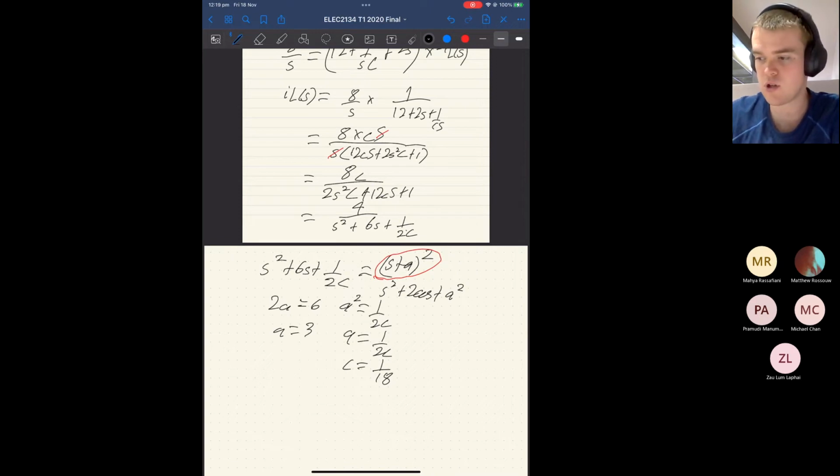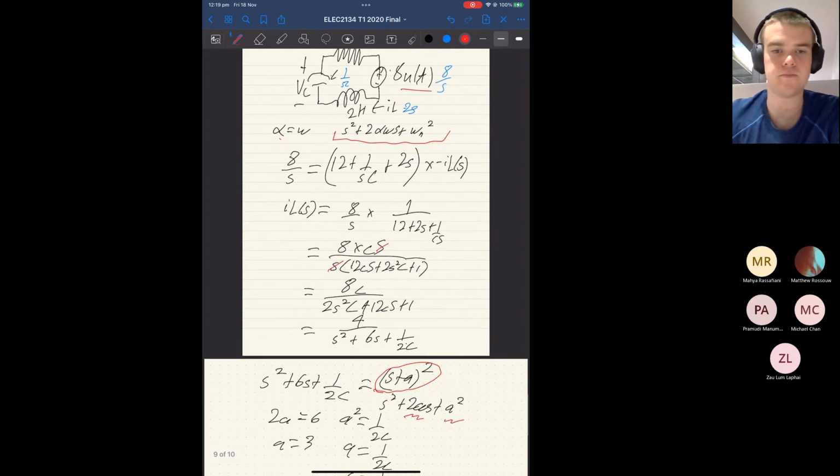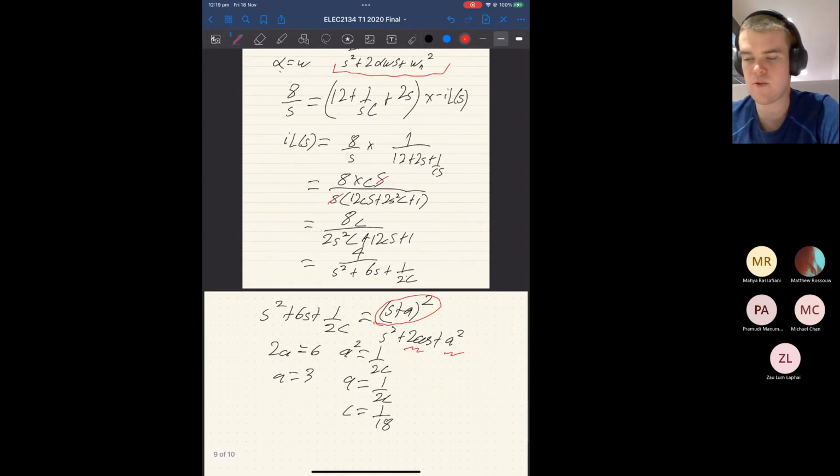Now, you could have also used the knowledge that it's when alpha is equal to omega from this understanding. Okay, but I prefer solving it that way. That's just me. Any questions with that?